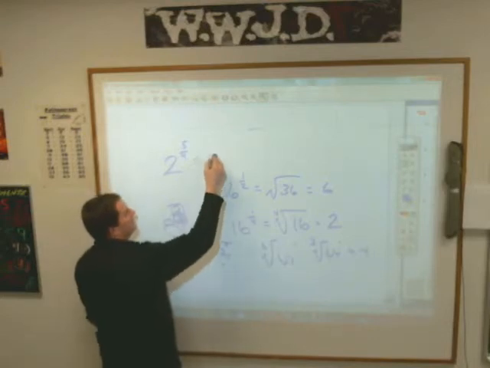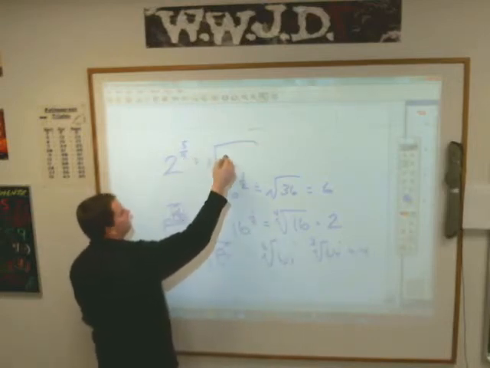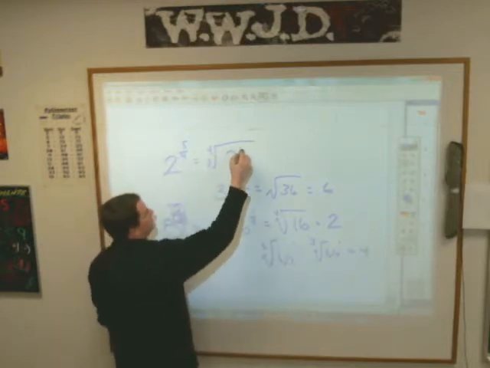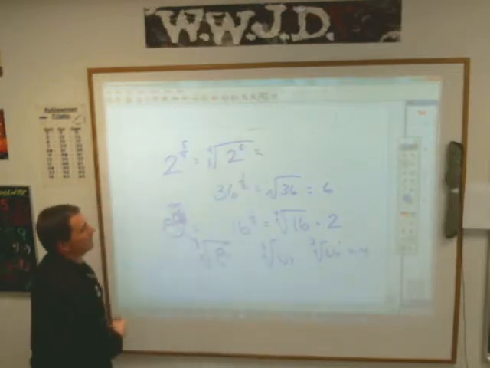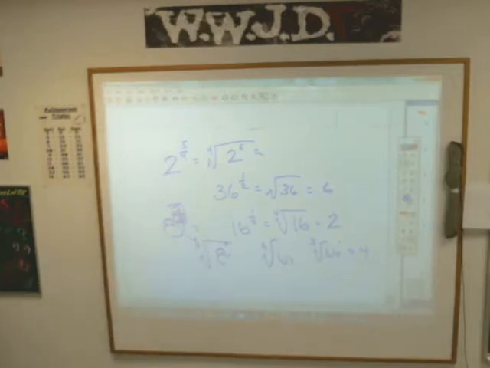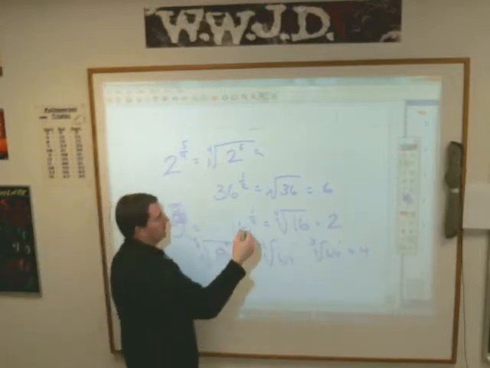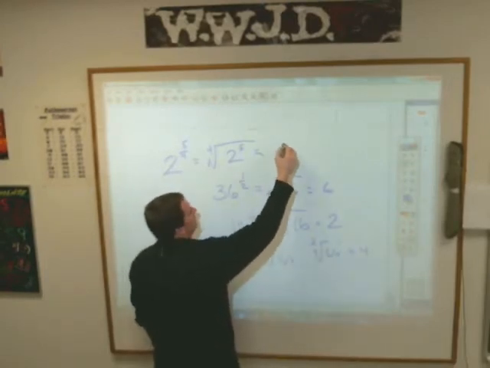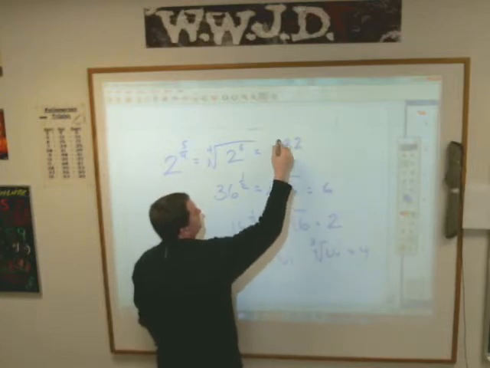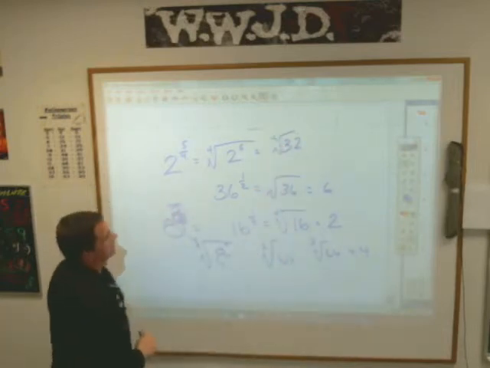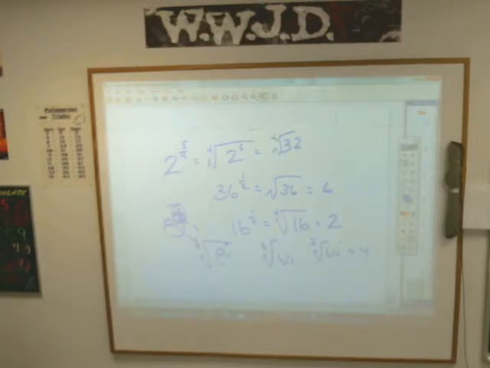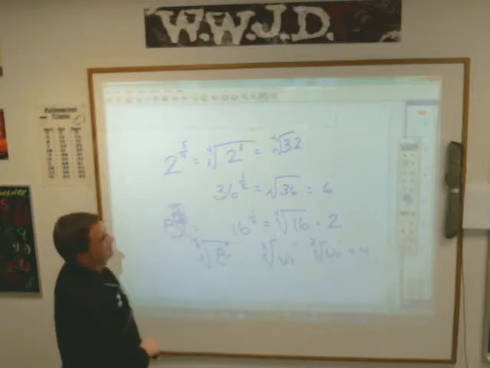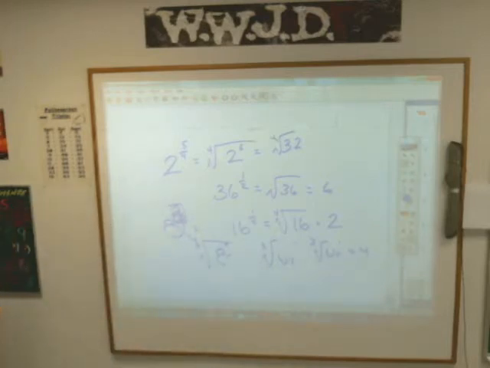So the bottom number is the index number there. It's the 4th root of 2 to the 5th power. 2 times 2 is 4, times 2 is 8, times 2 is 16, times 2 is 32. So it'd be the 4th root of 32. Is there one? I don't think so. Well, the 5th root is 2, so the 4th root of 32 is a decimal.